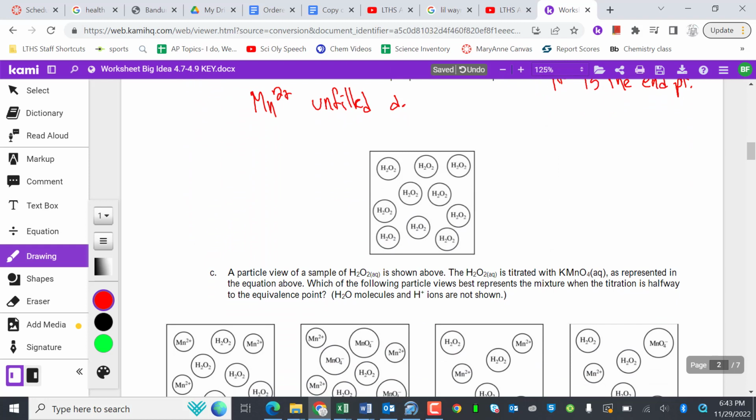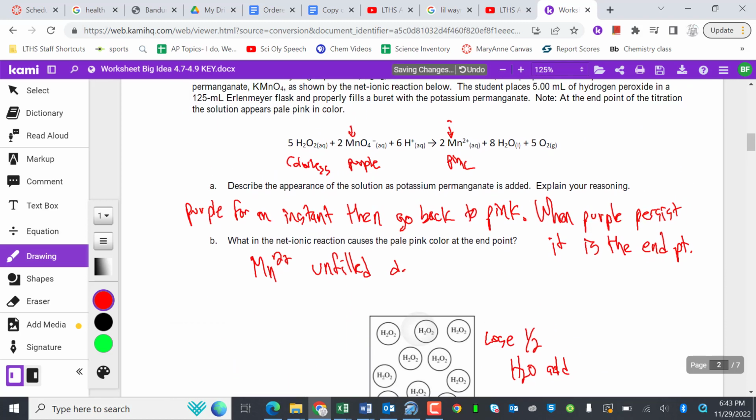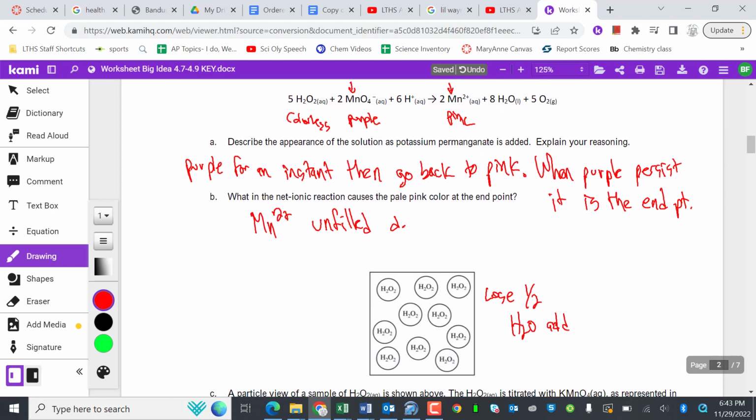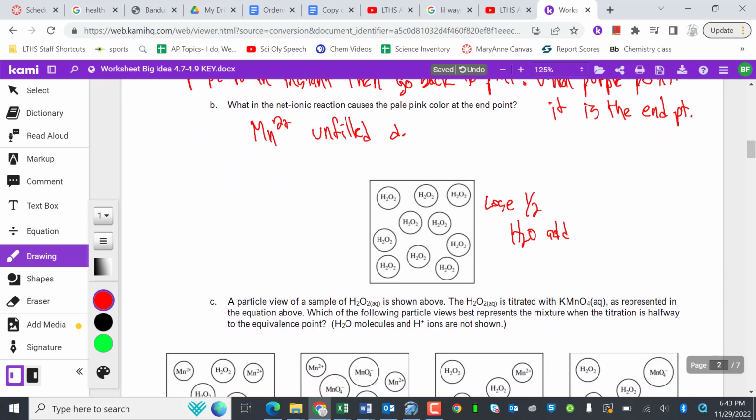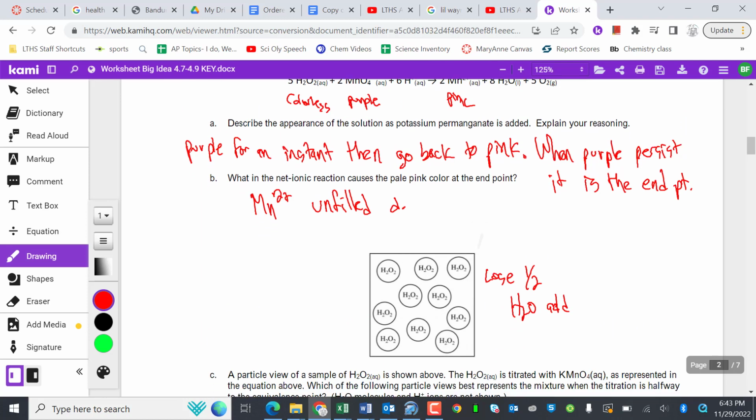Particle view of a sample of H2O2 is shown above. The H2O2 is titrated with KMnO4 as represented in the equation above. Which of the following particle views best represents the mixture when the titration is halfway to the equivalence point? So that means I should lose half the H2O2 and add, let's check my coefficients, please be ones. Oh man, so I'm halfway there, my moles have to equal each other. And add MnO4.